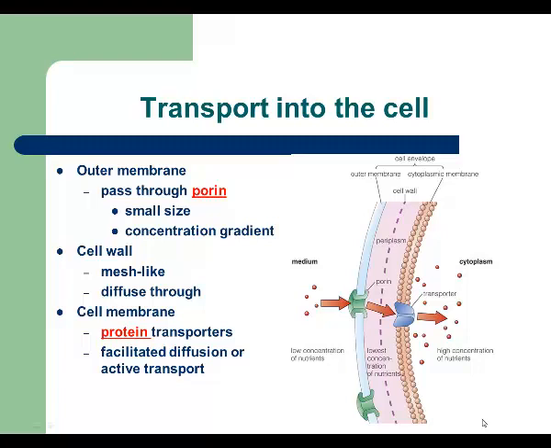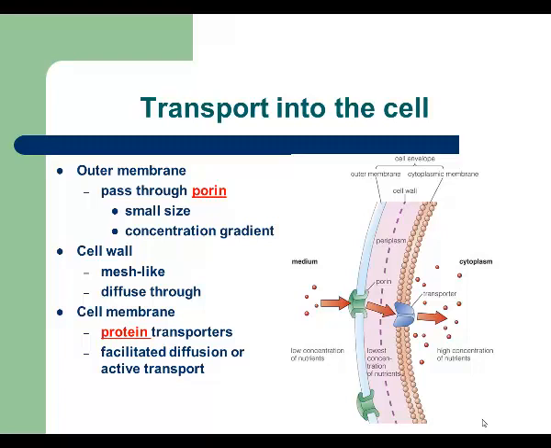Alright, now nutrients are in the periplasm. So the next layer of the cell envelope is called the cell wall. Remember, cell walls of all bacteria are made of peptidoglycan. And remember from the previous lecture, peptidoglycan is a mesh-like structure. So that means it is not a barrier for nutrients. They go across the cell wall without any problems.